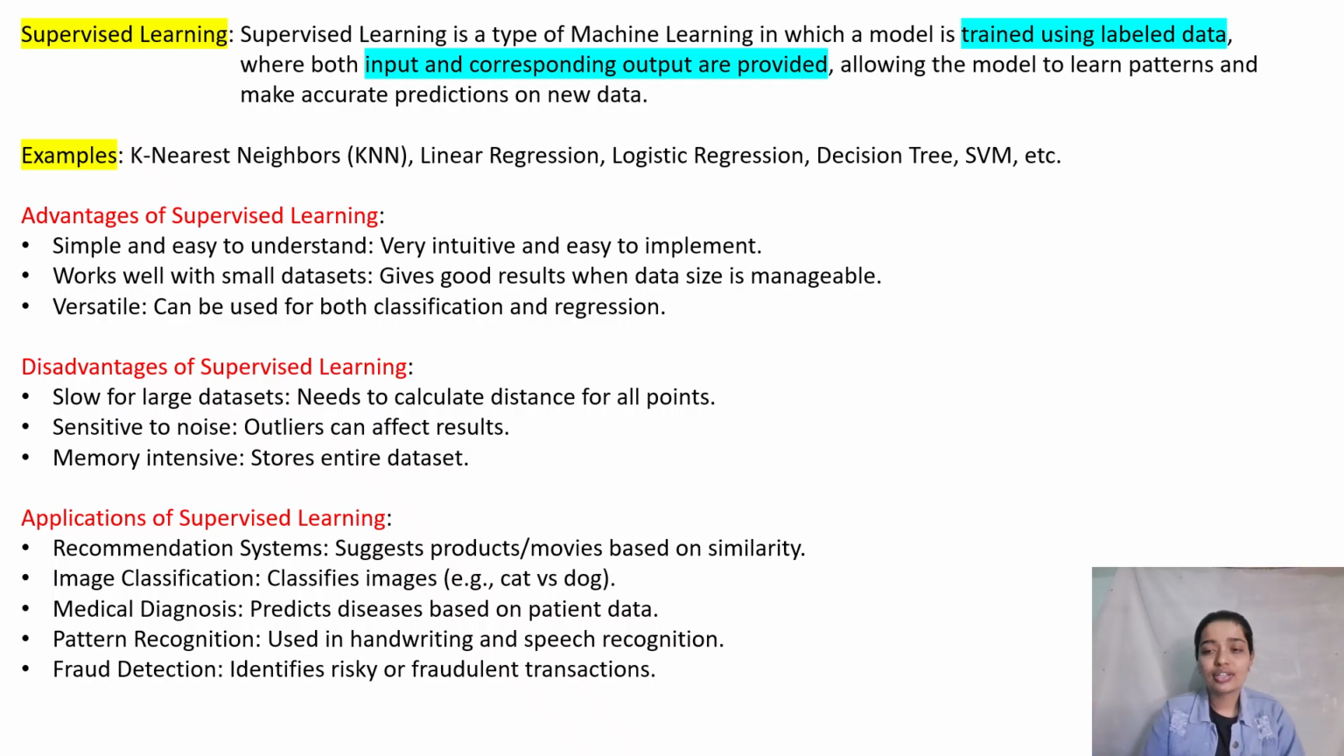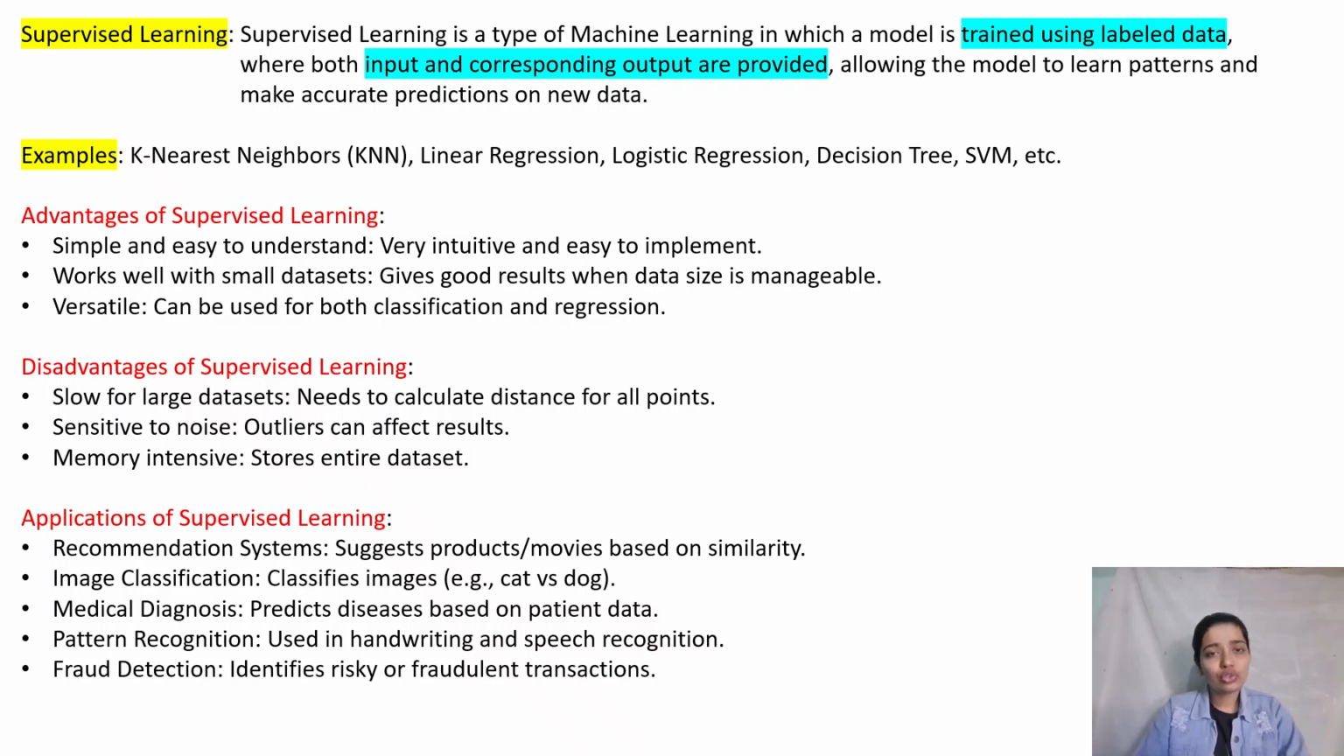This is supervised learning. Supervised learning is the simplest, it is very easy to understand and implement. The most important thing in supervised learning is that we have both the inputs and their corresponding outputs, and when we have both, the model tries to learn the patterns and then make the predictions out of it.